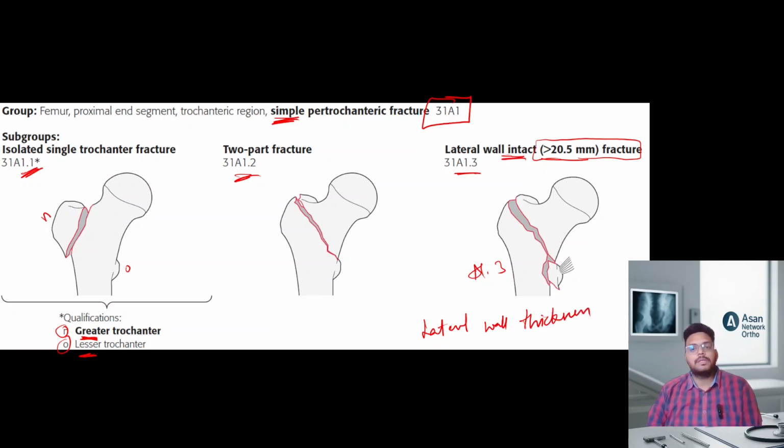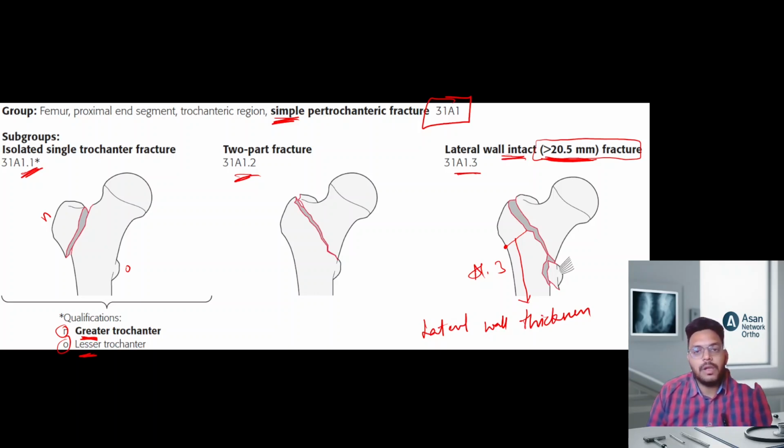Why do you need lateral wall thickness? It is important, and it is specifically given that more than 20.5 mm of lateral wall should be intact. That is measured from the midpoint of the fracture towards the lateral cortex. If you mark these 2 points and measure the distance, this is called the lateral wall thickness, and it should be more than 20.5 mm for doing a dynamic hip screw plating. To put a dynamic hip screw plate, this much lateral wall should be intact.